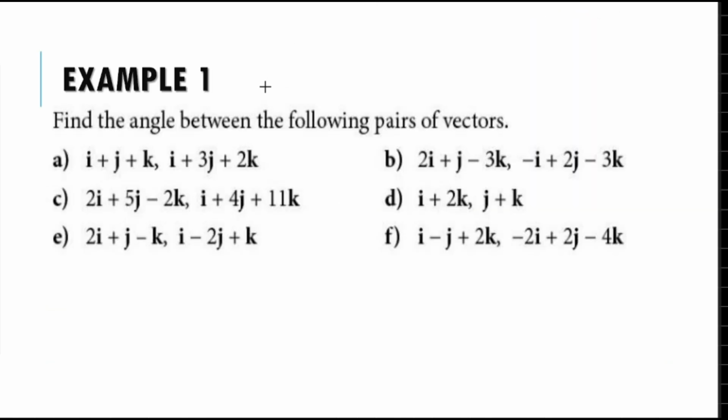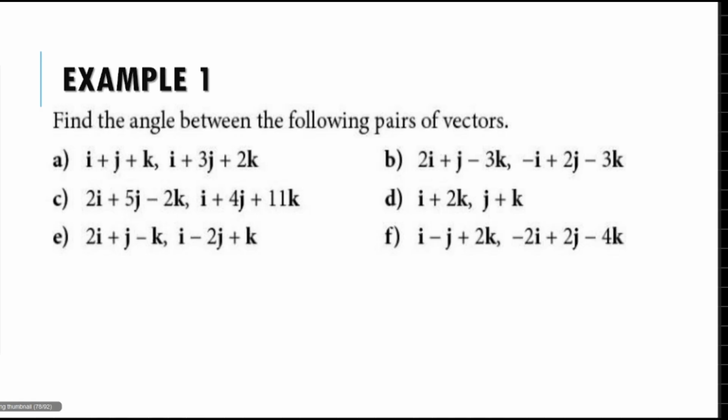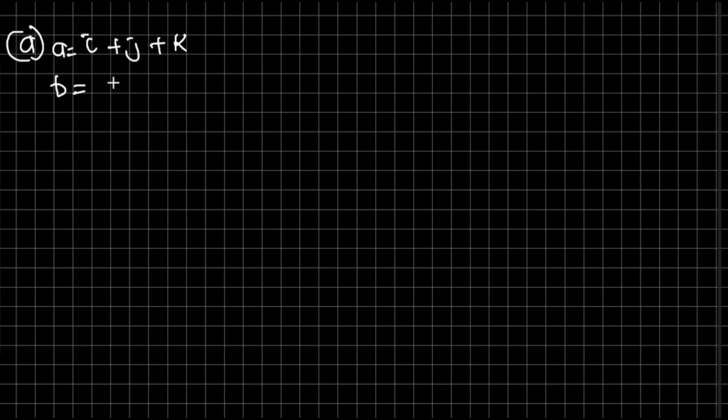Example: find the angle between the following pair of vectors. So you know how to find it. We are going to follow the steps, and then you see how it happens. So we have a as i plus j plus k. Let's say this is vector a. Vector b is i plus 3j plus 2k.